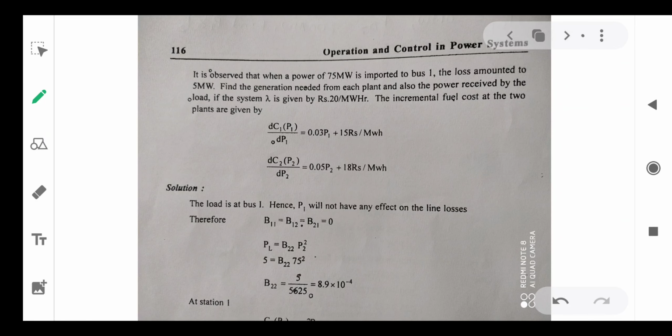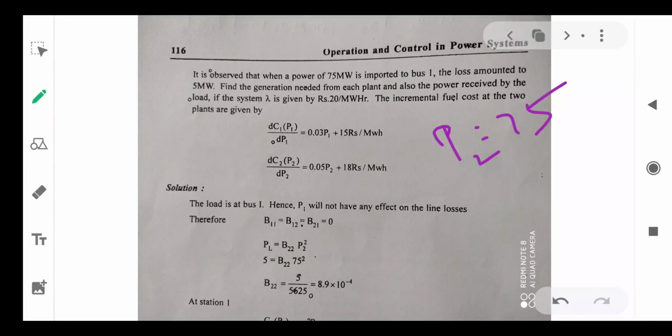it is observed when the power of 75 megawatts is imported from bus 1 to bus 2, the loss amounted to 5 megawatts. Imported to bus 1, that means bus 2 is generating the 75 megawatts and supplying the power to bus 1, 75 megawatts. Then loss is 5 megawatts, that is equal to B22 P2 square equal to 5 megawatts. P2 is 75 megawatts.